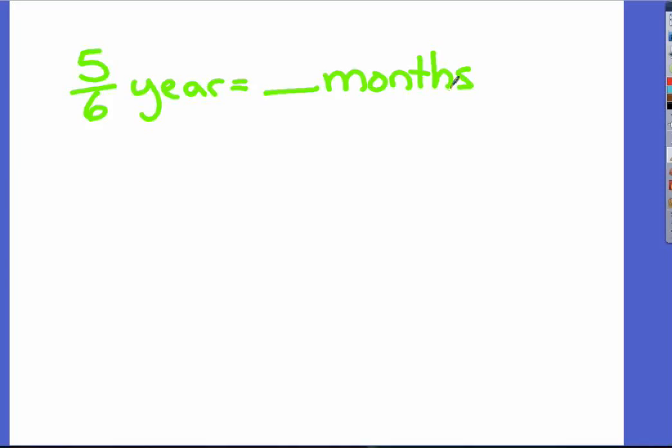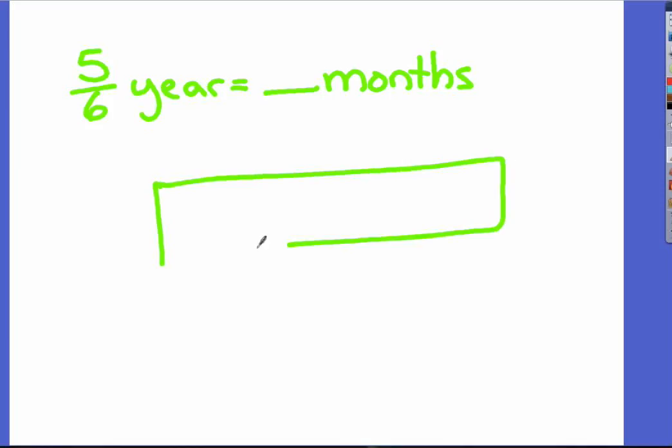How many times? Well, how do you know about the 12, though? What do you have to ask yourself first, Chance? How many months are in a year? And Chance said there's 12 months in a year. So, what do you think our tape diagram is going to have on top of it? A 12, because there are 12 months in 1 year, right? So you make a tape diagram. We know there's 12 months.